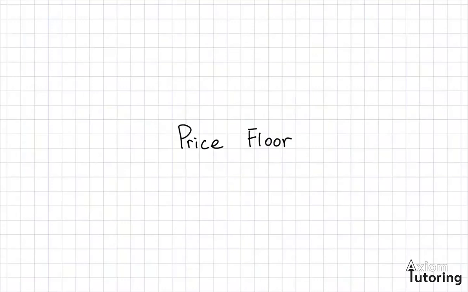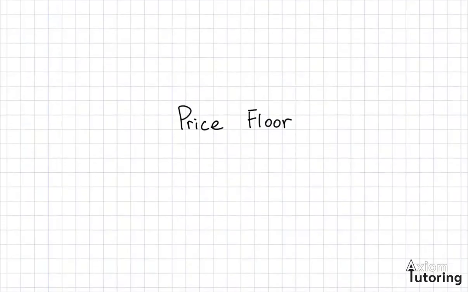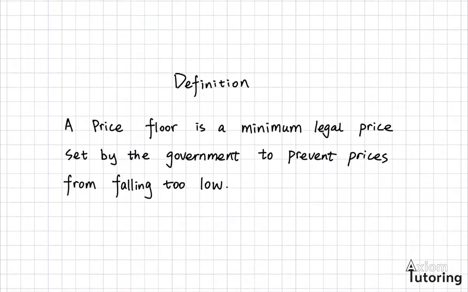In this video, we're going to examine price floors, also known as minimum prices. A price floor is a minimum legal price set by the government above the free market equilibrium price so as to prevent prices from falling too low. It is usually introduced to protect producers' incomes or to discourage the consumption of certain goods and services.